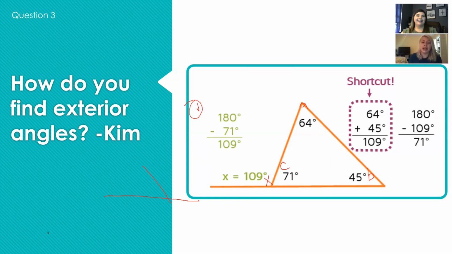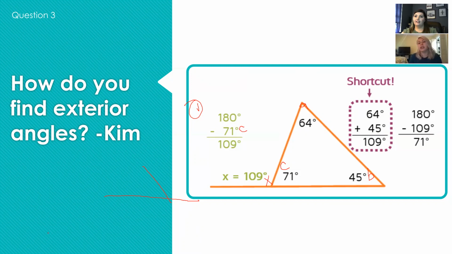So we know that we have 180 degrees, and then we're going to subtract angle C here. So this is angle C, and then this will give us angle X. So 180 minus 71 will give us 109 degrees. So that's easy.